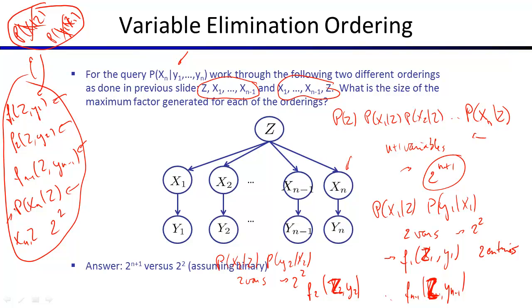All right, so the difference here is very drastic. It was a specifically chosen example where we have a difference from 2 to the n plus 1 as our largest factor versus 2 to the 2 as our largest factor, depending on which ordering we work with. That's an exponential difference, right? This could be arbitrarily bad. As you grow n, the one ordering is terrible and is pretty much as bad as inference by enumeration. The other ordering is very efficient and requires very little computation compared to inference by enumeration.